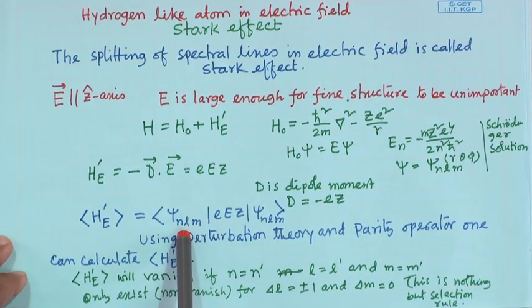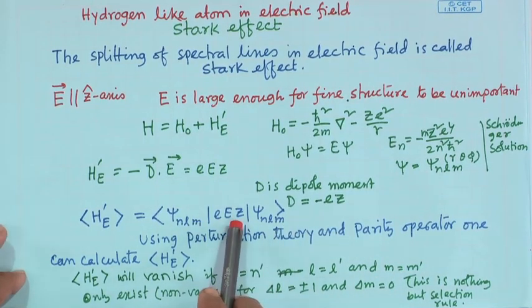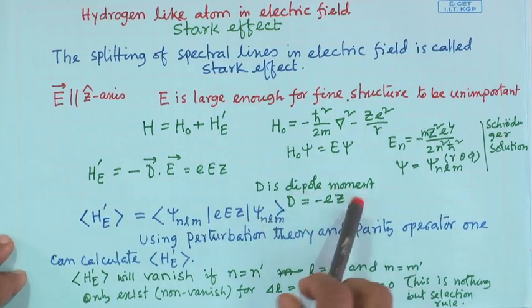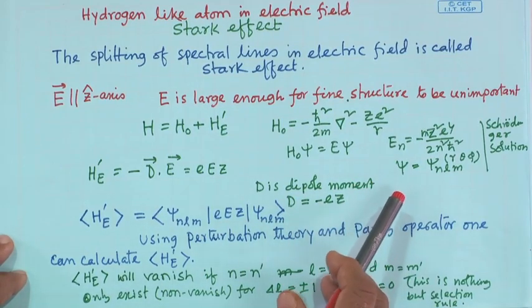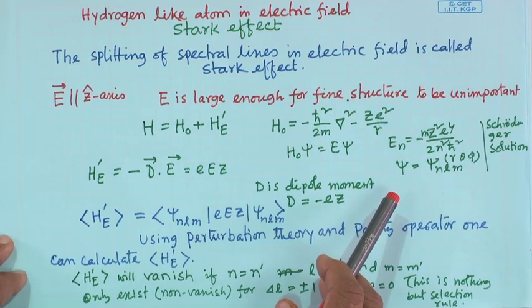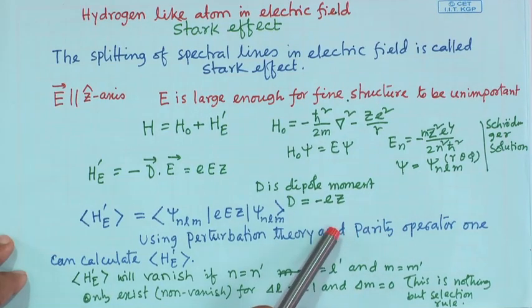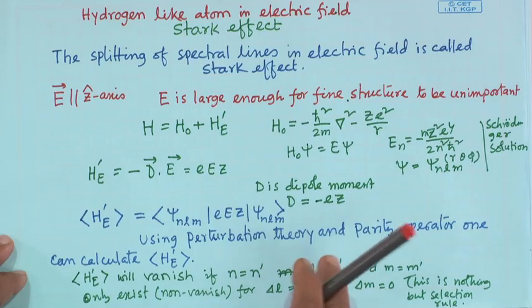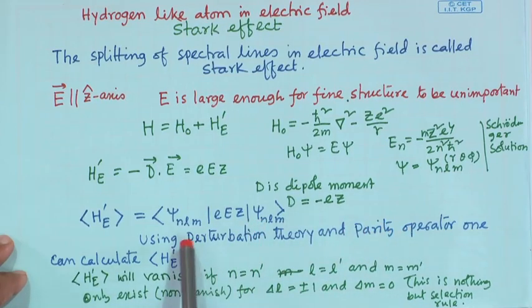So this term vanishes if n is equal to n dash, l is equal to l dash, and m is equal to m dash. Here there are two states; the transition between two states gives the spectral lines. So what are those states? n, l, m can be the same or can be different.